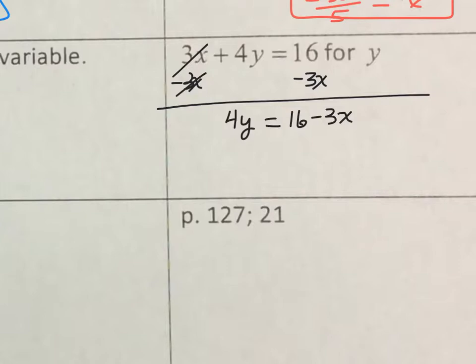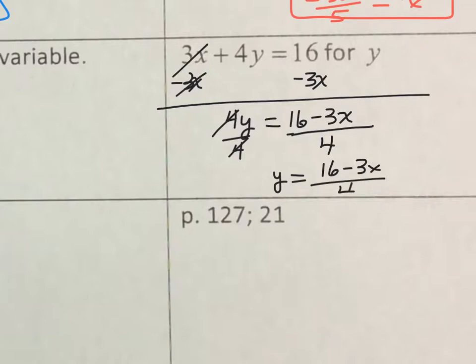Okay. And now to get the y by itself, we'll divide by 4. So divide both sides by 4 here. And those 4's are going to cancel. And so how about y is equal to 16 minus 3x over 4?